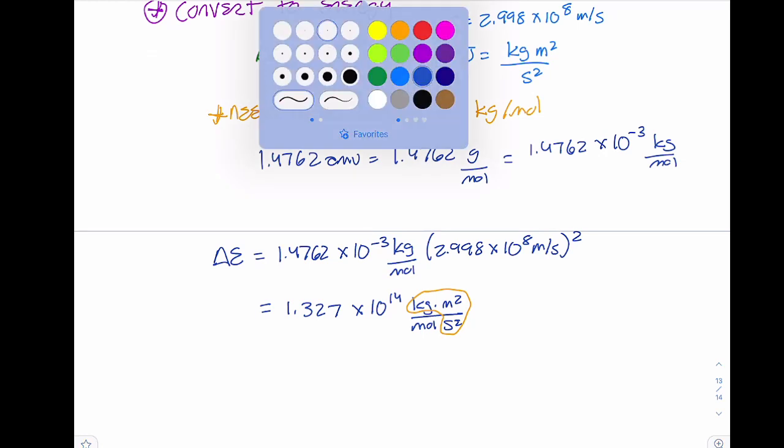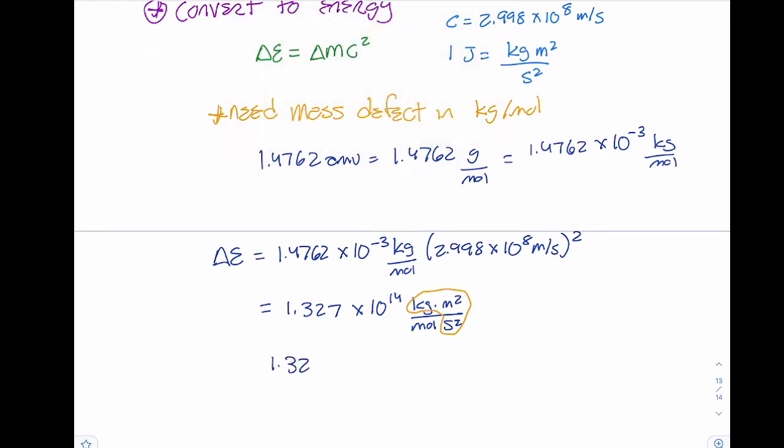So just rewriting it one more time, 1.327 times 10 to the 14th joules per mole, which is a huge number. Remember we had said that our energy changes for nuclear reactions are much larger than our energy changes for chemical reactions. Even if we converted that to kilojoules, it's 1.327 times 10 to the 11th kilojoules per mole. We're used to seeing things like 97 or maybe 130 kilojoules per mole. This is a huge number when we're dealing with energy compared to what we're used to in chemical reactions.